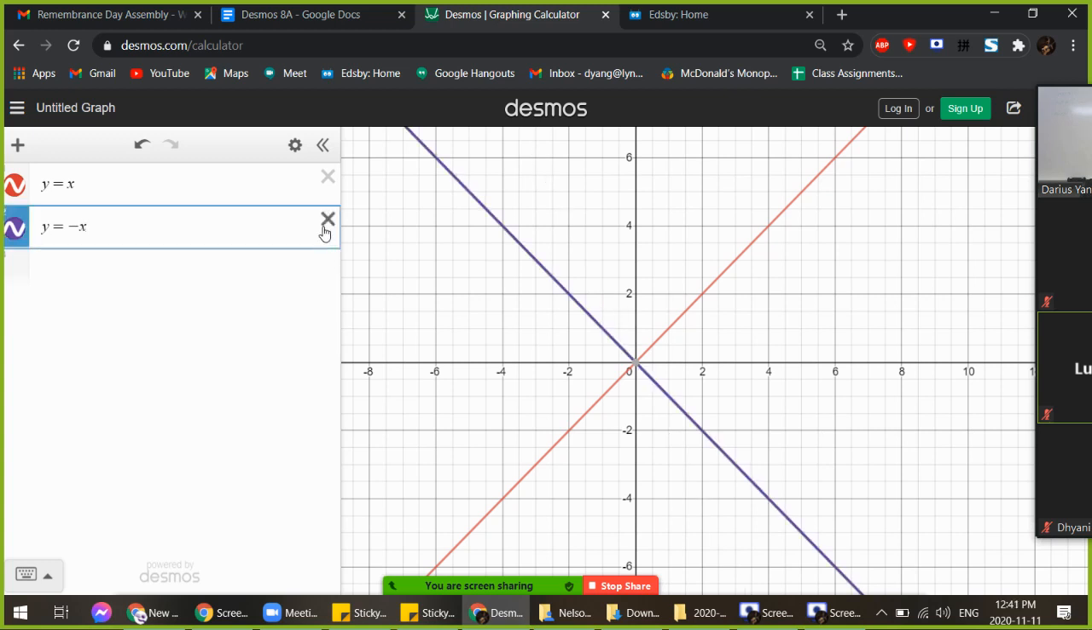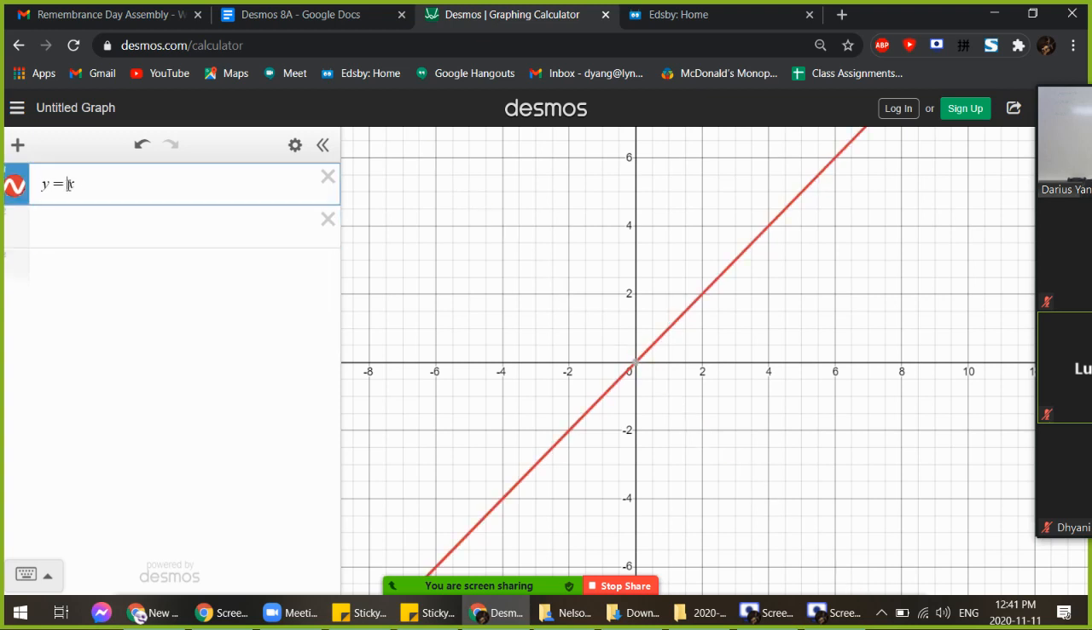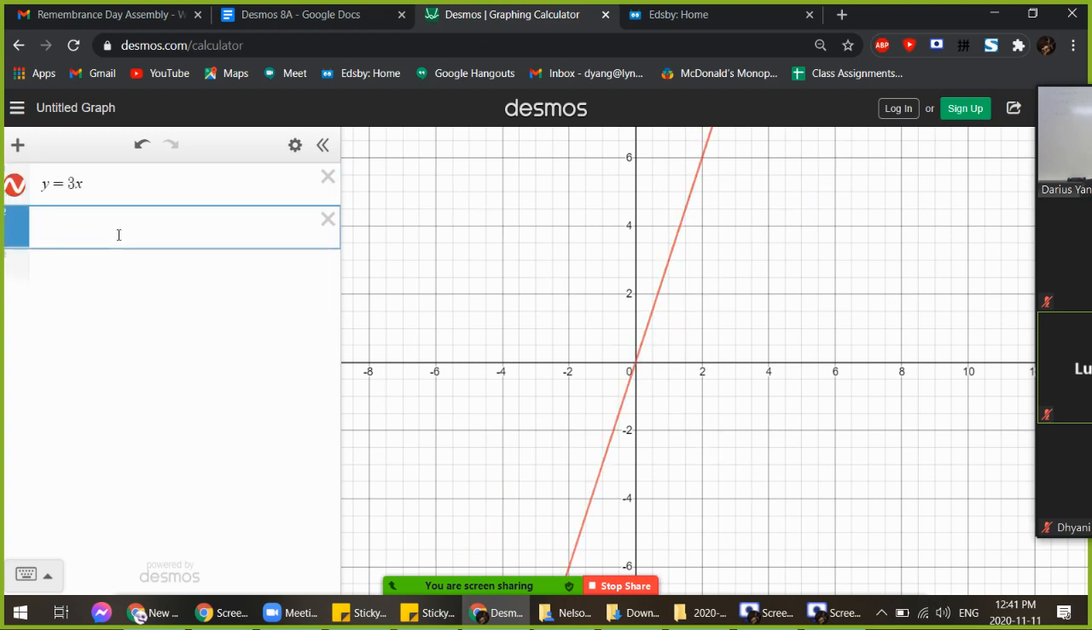Now, remember yesterday I said a perpendicular line. So let's just say we have y equals 3x, right? The negative reciprocal slope would actually create a perpendicular line. I'll show you. So y equals, what is the negative reciprocal of 3?